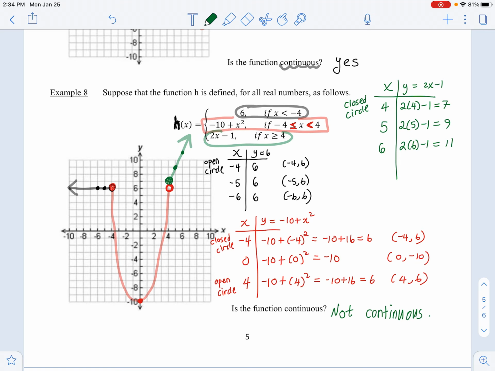Now that's it for graphing, but you're going to see so many different piecewise graphing functions on your Alex homework this week. So if you're having issues with a couple of them, just send me a picture of it, send me a screenshot of it. I should be able to help you graphing it, okay?